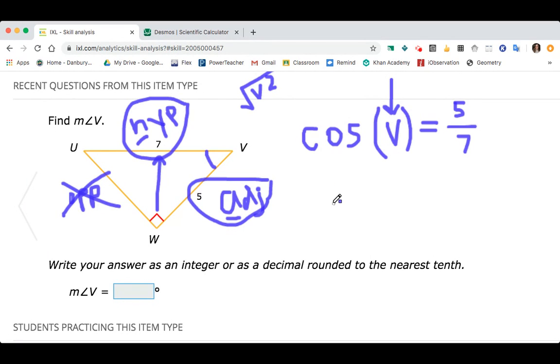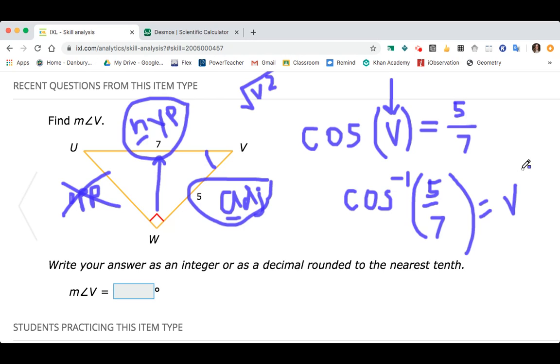Again, cosine inverse is its own function. So we're going to do cosine inverse. This little exponent of -1 is math language for inverse. It's not actually an exponent. This just triggers us on a calculator to use a different button than the regular cosine. So cosine inverse of 5 over 7 is going to give us the measure of angle V.